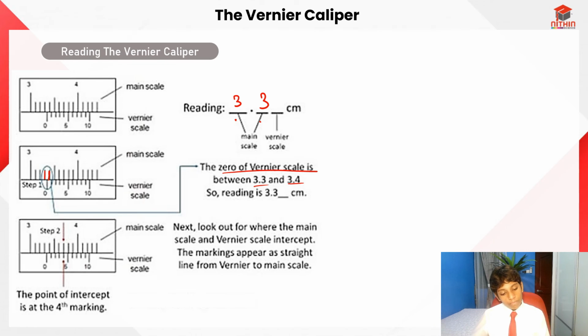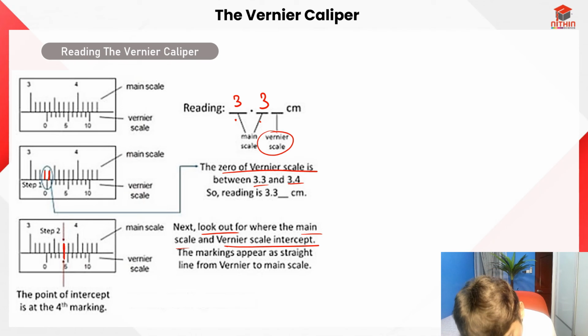The last place, vernier scale. So this is slightly harder. You need to use your visual skills. Next, look out for where the main scale and vernier scale intersect. So it intercepts over here, on that line. So the markings need to be appearing straight.